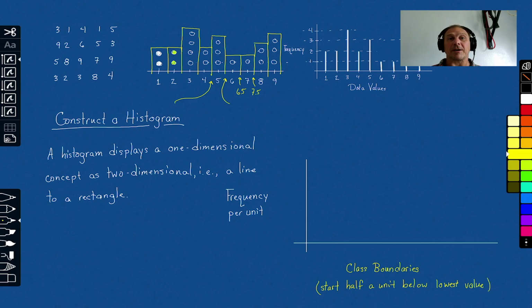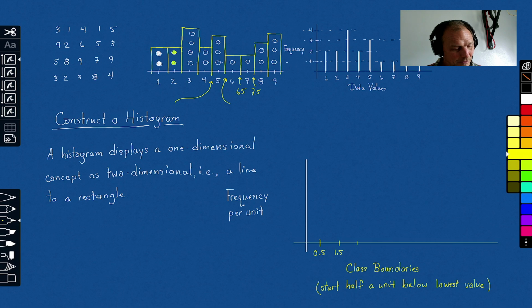Okay, so our data here is in whole numbers. Our lowest data value is 1. So what's below 1 would be 0. Half a unit between 0 and 1 would be 0.5. So our class boundaries are going to start at 0.5, and they're going to go up to 1.5. And we're going to do this all the way to 9.5.